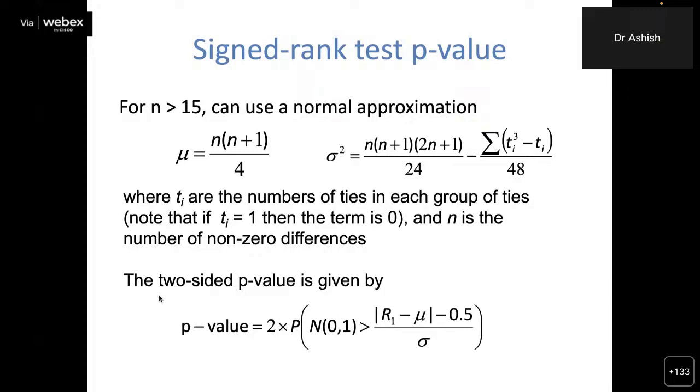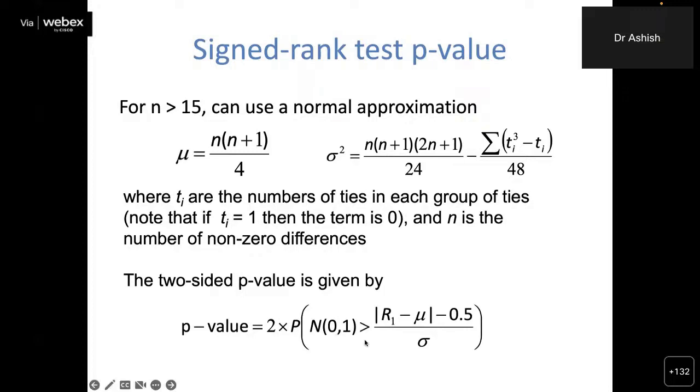So we are getting the mean as 68, whereas for the second formula, that sigma square, we need to have the value of ti, the tied observations. So how many tied observations are we getting? There are 4 people tied with difference 2, 8 with difference 3, and 3 tied observations with difference 4.